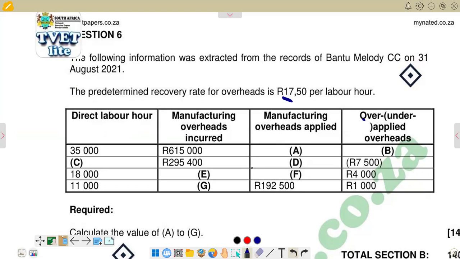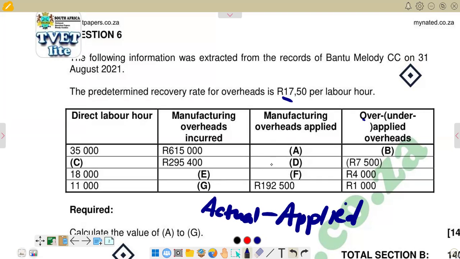So we're going to start with A, but as you see, to find our column for over or under applied overheads, we are going to say actual minus applied. So this is what we have. To get our B, we are going to say 650,000 rands minus A, then we get our B.